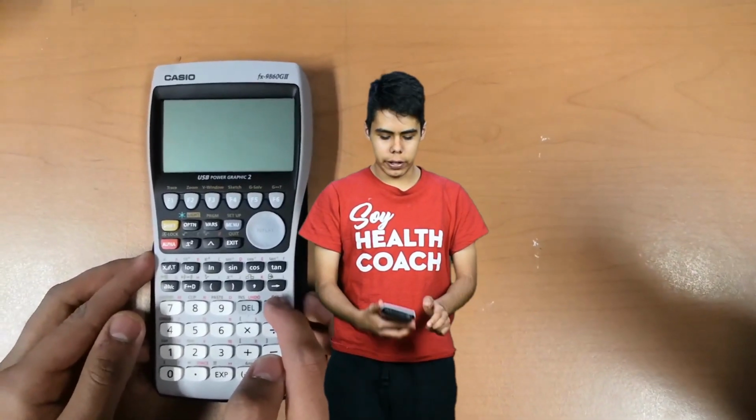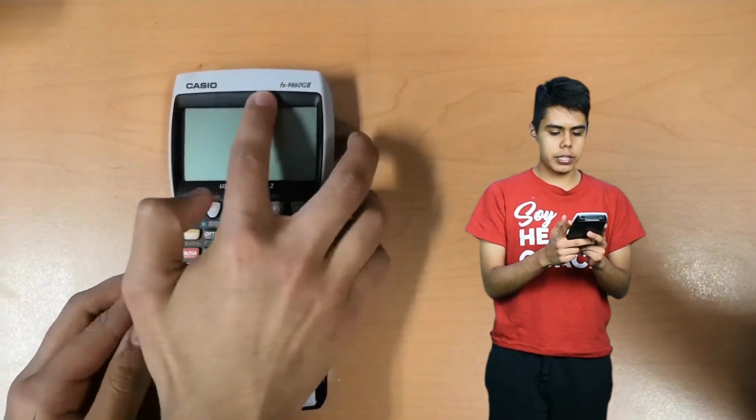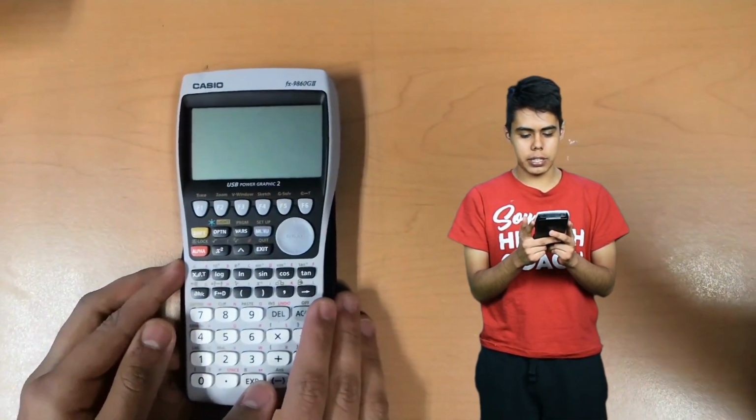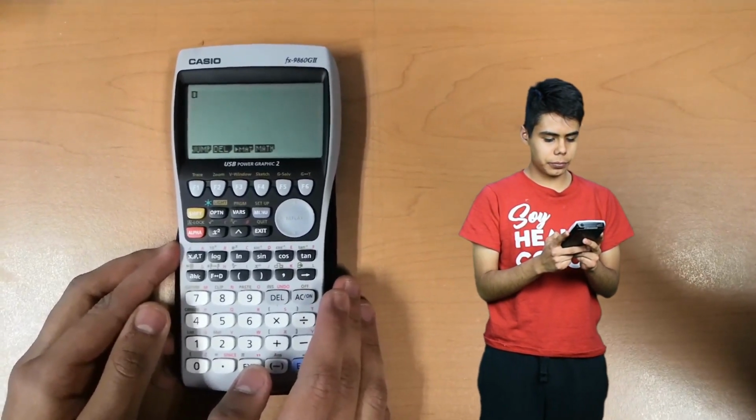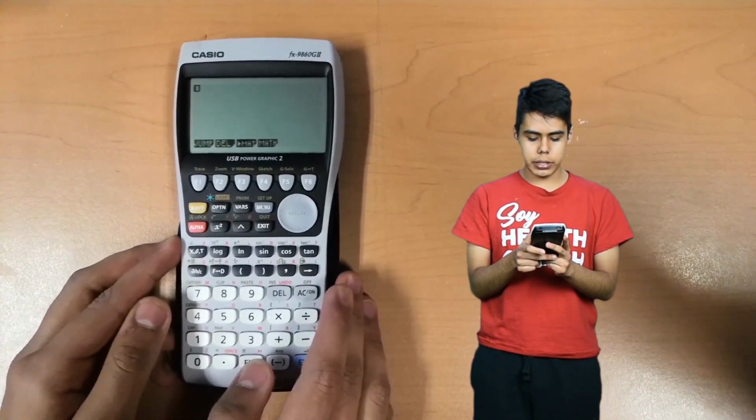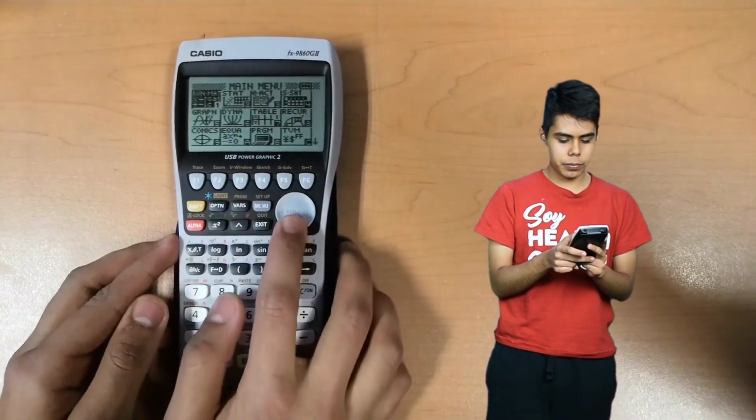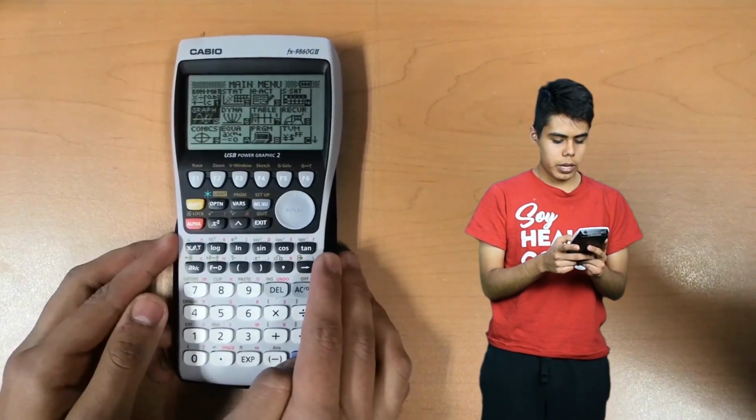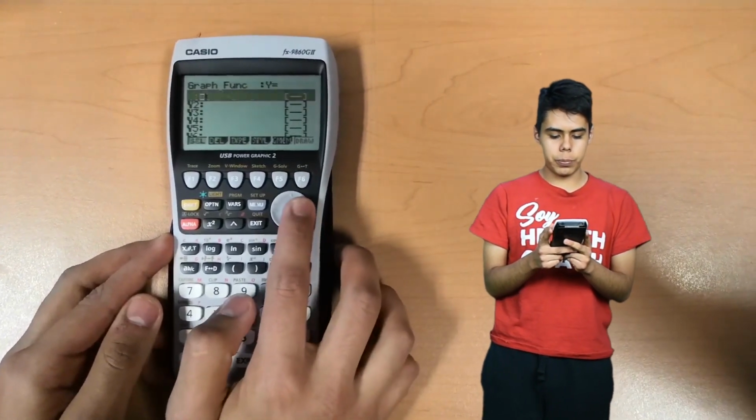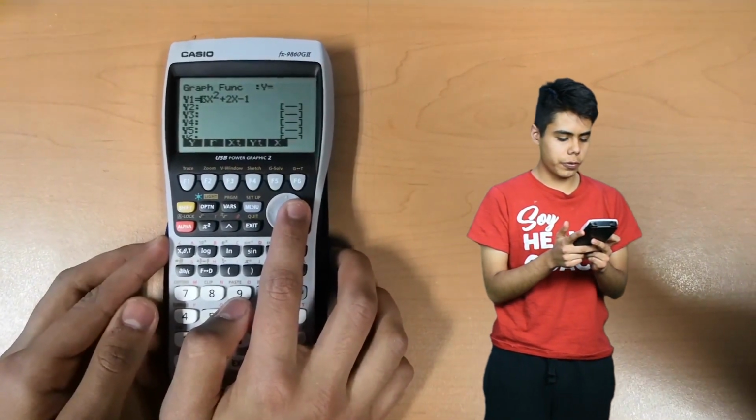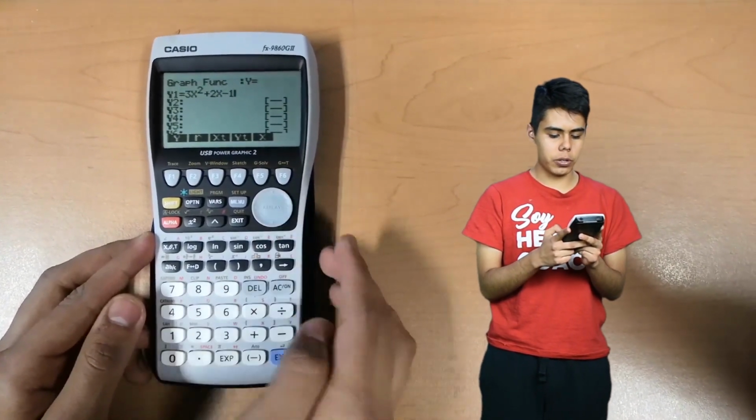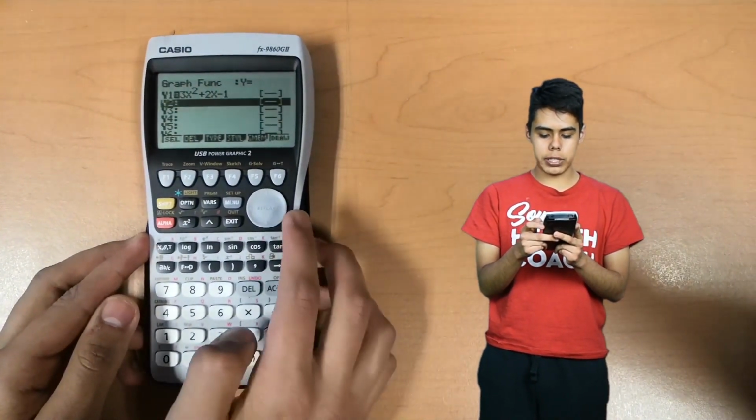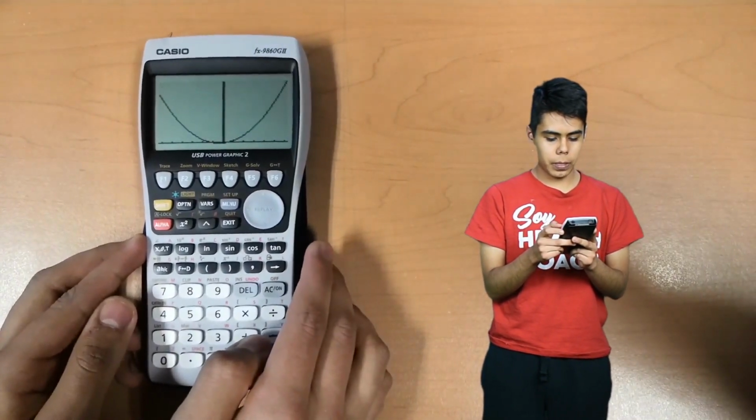To calculate the functions of the parabola in the Casio FX-9860G II calculator, we first need to turn on our calculator, press the button where it says menu, and go to graph. Then we need to put in the function that we are going to solve. In this case it is 3x squared plus 2x minus 1. We press F6 to solve it.